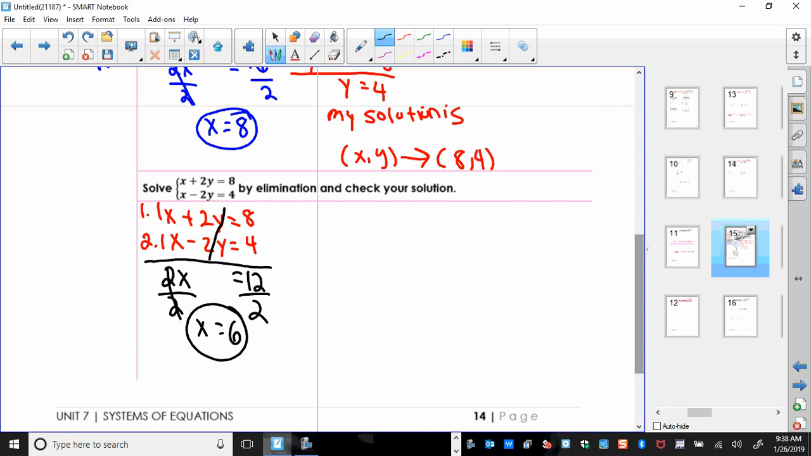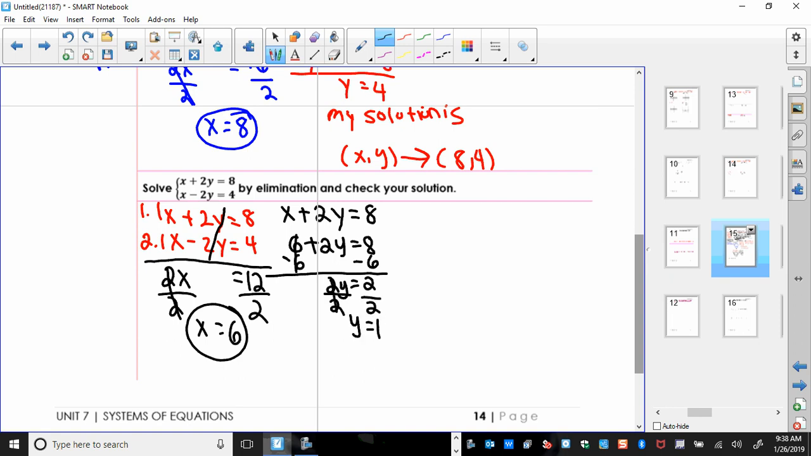I just need y. So I'm going to start with the first equation. x plus 2y equals 8. Substitute x in, and I have 6 plus 2y's equals 8. Subtract 6 on both sides. 2y's equals positive 2. Divide both sides by 2. y equals 1. There's my answer.